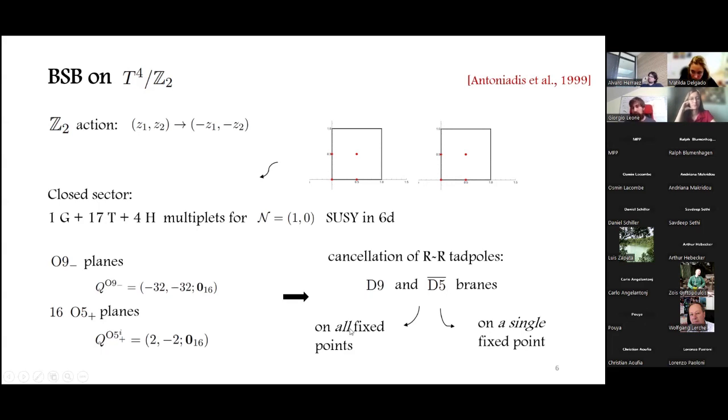Before starting the discussion of these two configurations, let me just remark once again that the Orientifold planes have a non-trivial charge only for the untwisted Ramond-Ramond 6-form, while the twisted charge vanishes, and it is indicated here with a 16-dimensional vector. This is going to play a crucial role in what follows, and it is something that we have to keep in mind.